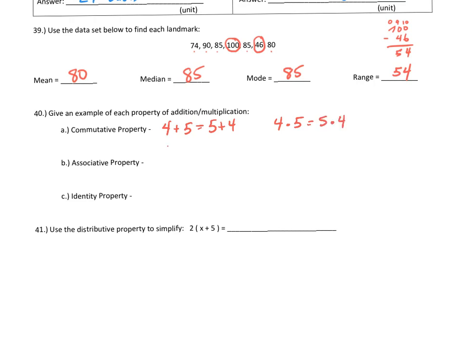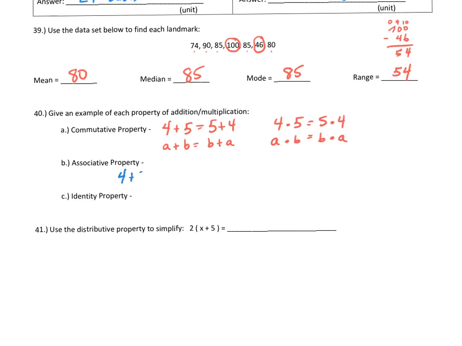I could even use variables. A plus B equals B plus A. A times B equals B times A. The associative property is the grouping property. It says that I can group numbers in different ways and it won't affect their sum or product.